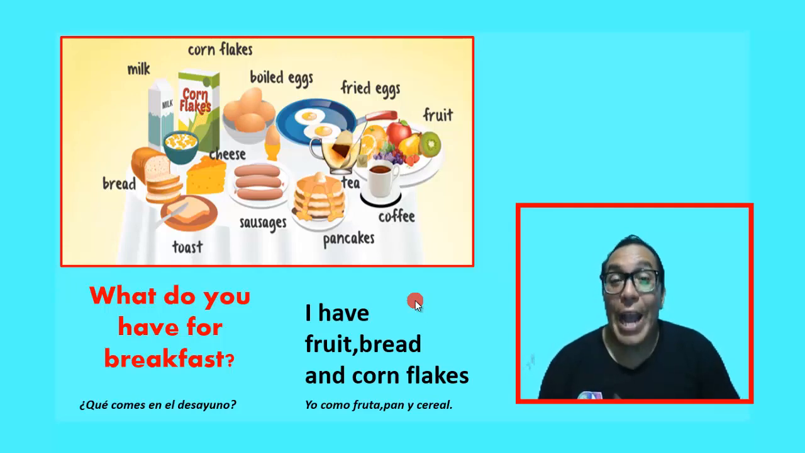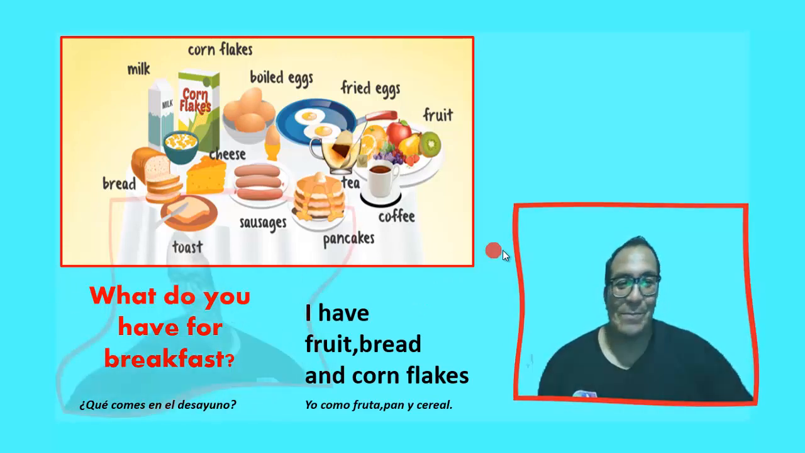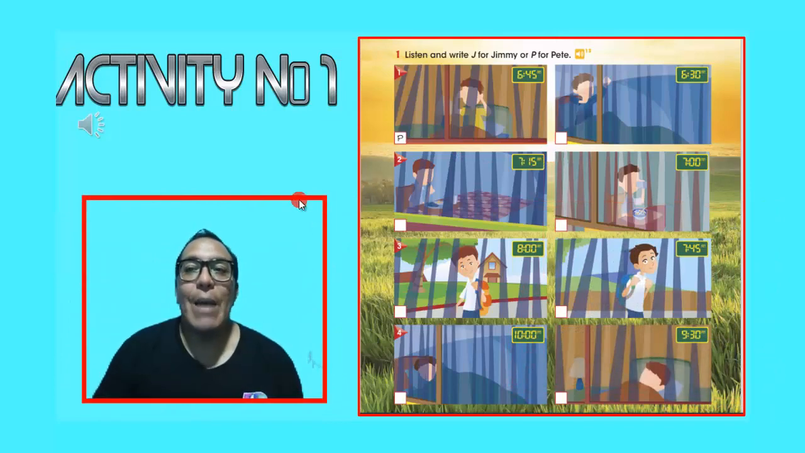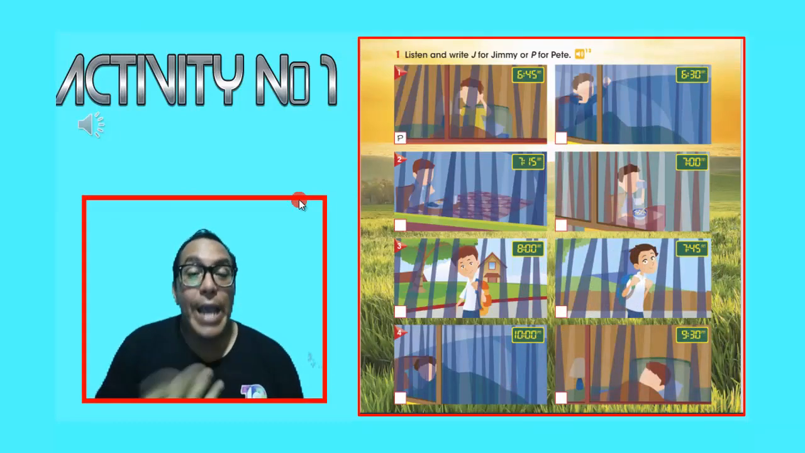Right? Okay, here we go. Let's go for activity number 1. Look at this here. In activity number 1, for example, we have 2 boys. Each boy is showing us an activity.